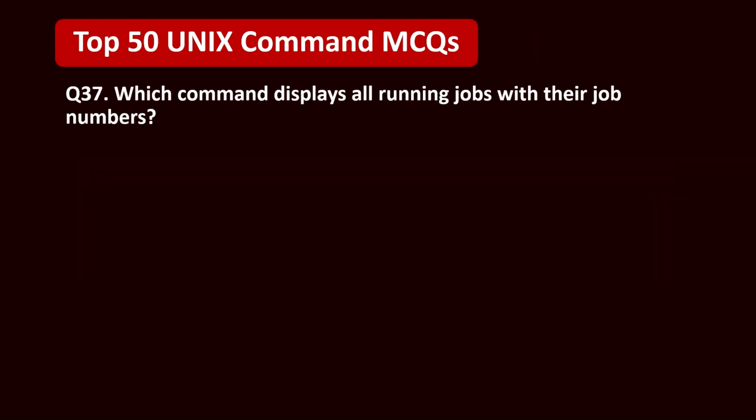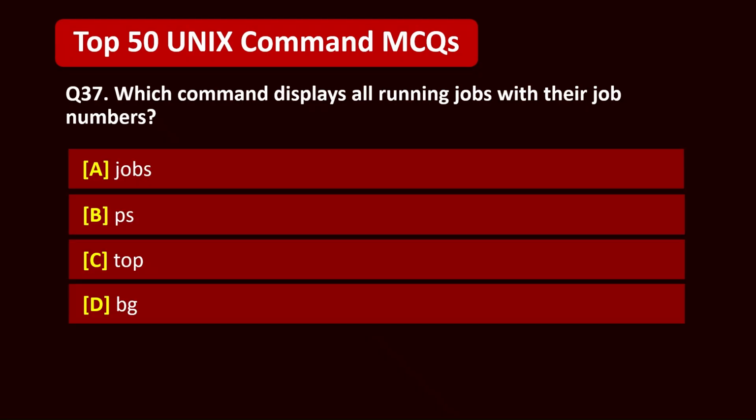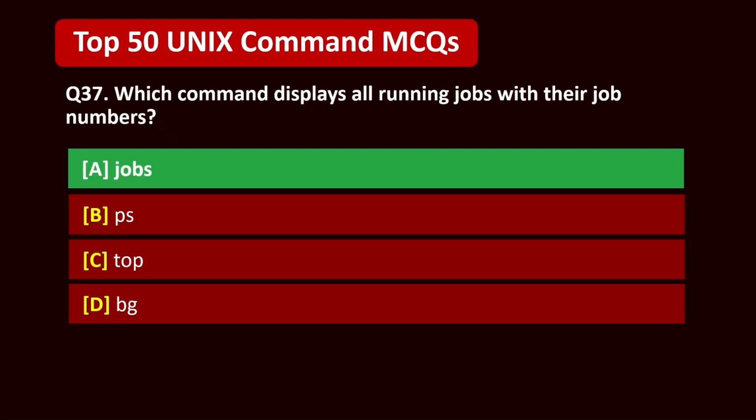Question 37. Which command displays all running jobs with their job numbers? A. jobs, B. ps, C. top, D. bg. Correct answer is A. jobs.